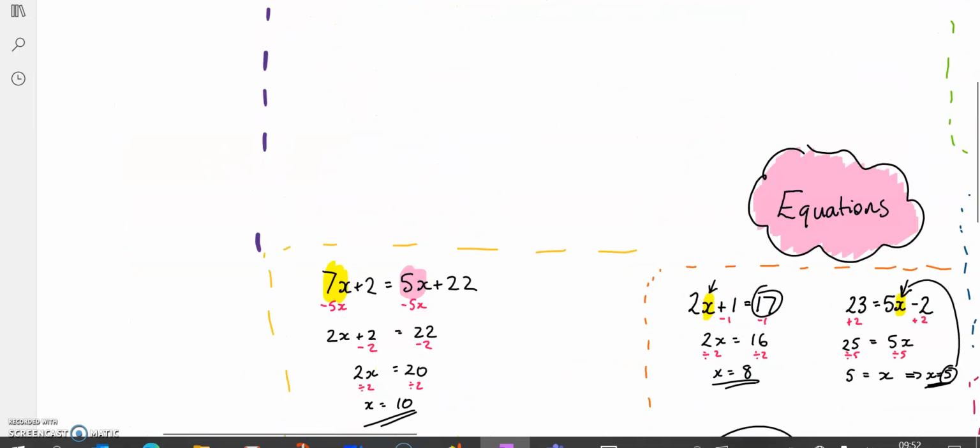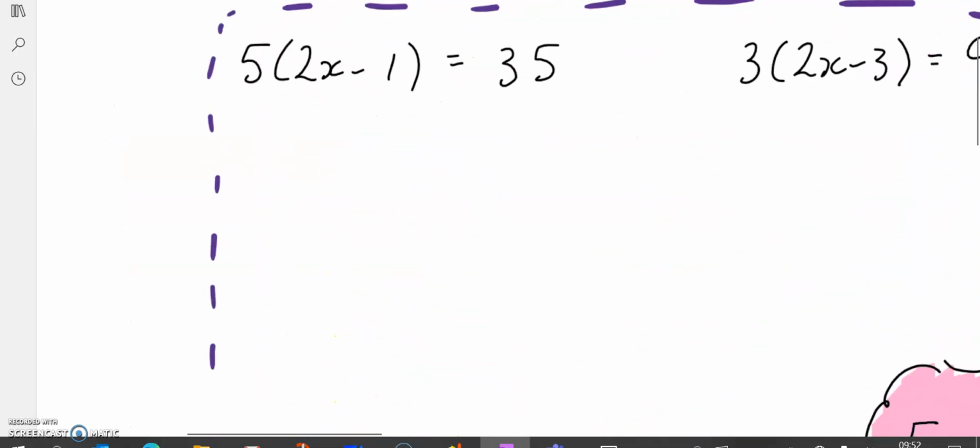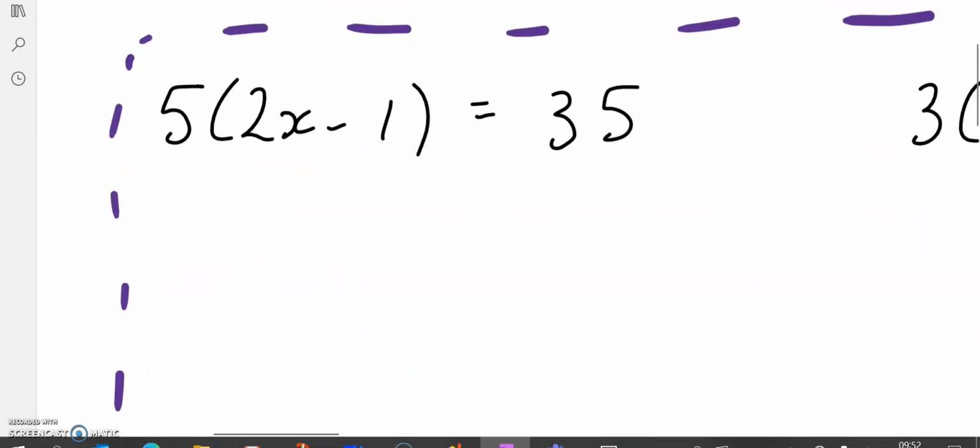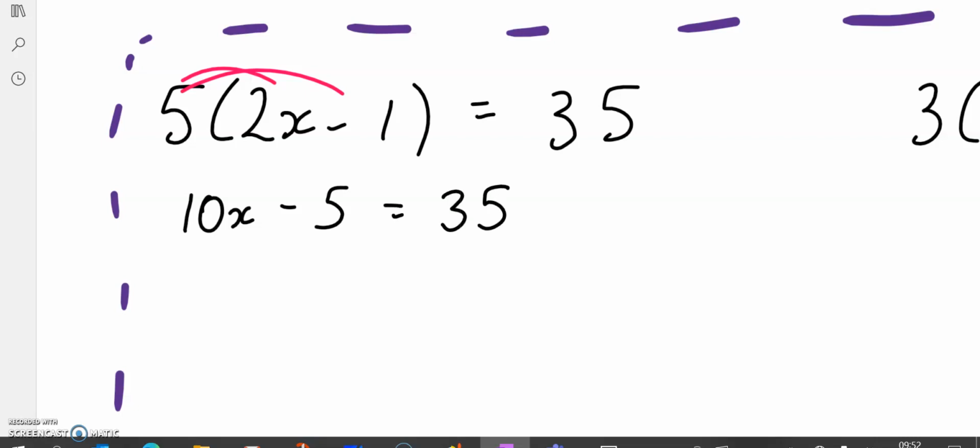Last two examples are when we've got brackets as well. 5 bracket 2x minus 1 equals 35. What we're going to do to solve this, yes, x is on one side, which is nice, but we're going to need to multiply out this bracket first. 5 times 2x is 10x. 5 times minus 1 is minus 5. 10x minus 5 is equal to 35.